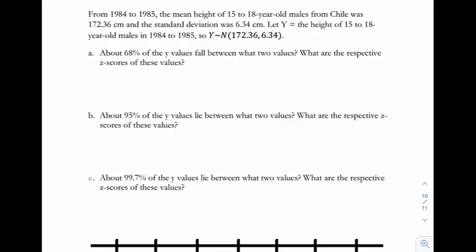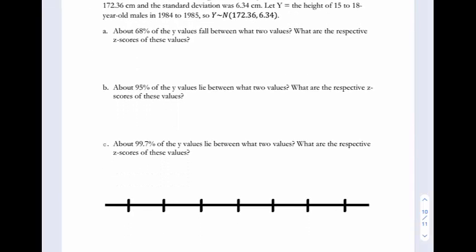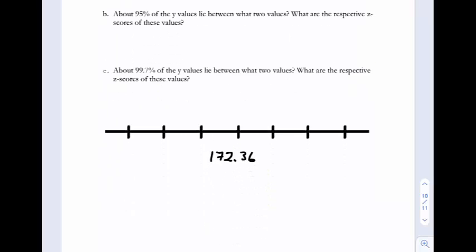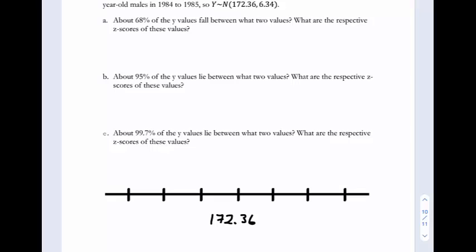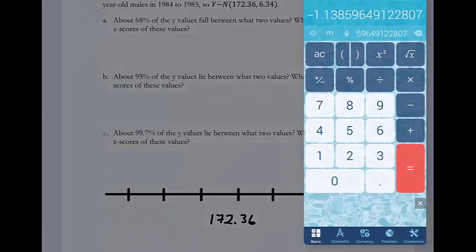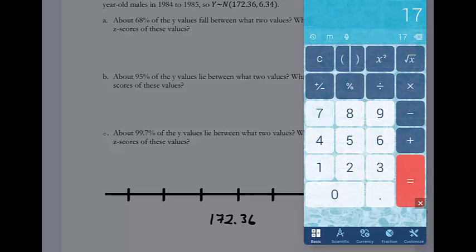So again, for 68% of the data, we'll fill it in down there at the bottom. We'll anchor that mean in the center, so we know that we're at 172.36 centimeters. And then we know that the standard deviation, a little bit different than the other examples we did, is 6.34. So let's start off with 172.36 plus 6.34.